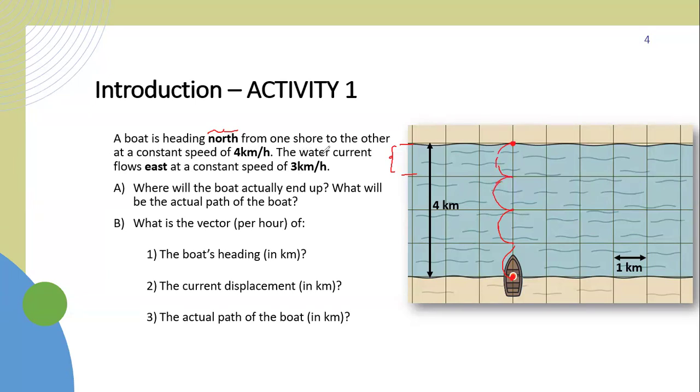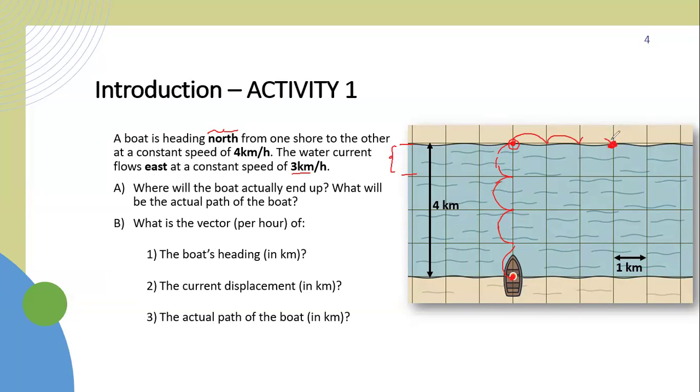Then they're telling us that the water current flows east at a constant speed of 3 kilometers. That means that when it reaches here, it's going to be carried by the water. So how many kilometers? It will move 3 kilometers. So now it will move: this is 1, this is 2, and this is 3. That means that the position of our boat currently, our boat is going to be here.